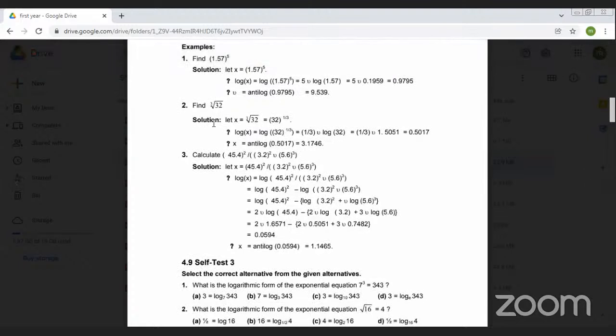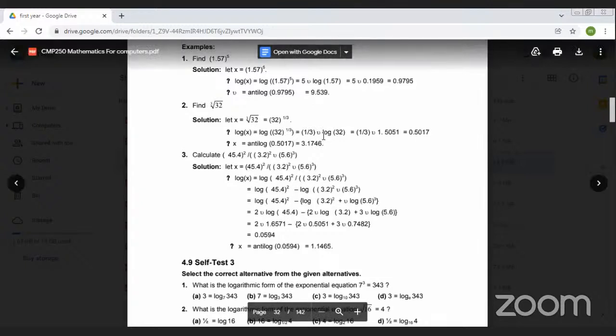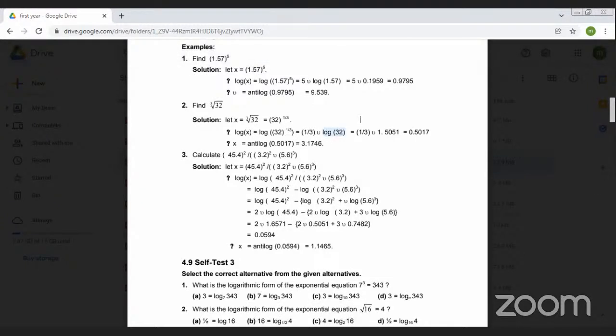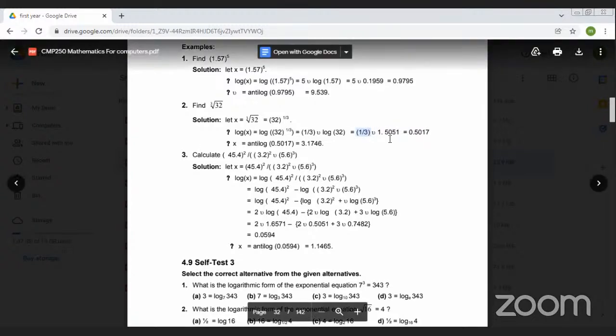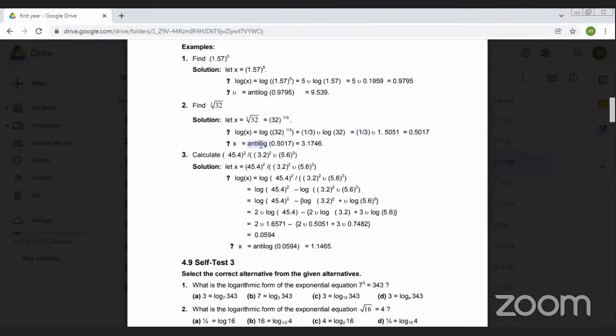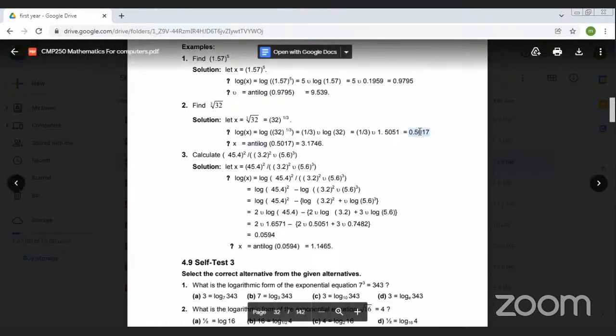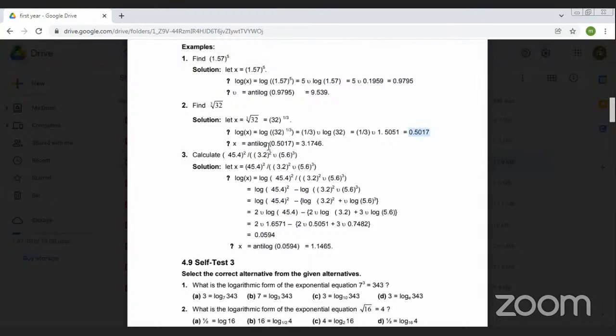Now cube root of 32. So 32 to the power 1 by 3. Again 1 by 3 is taken. Just find log 32 in your logbook. That's it. Now 1 by 3 into 1.5051. And anti-log of which one you need to find? In your logbook you have log separate and anti-log separate. So you need to find it.